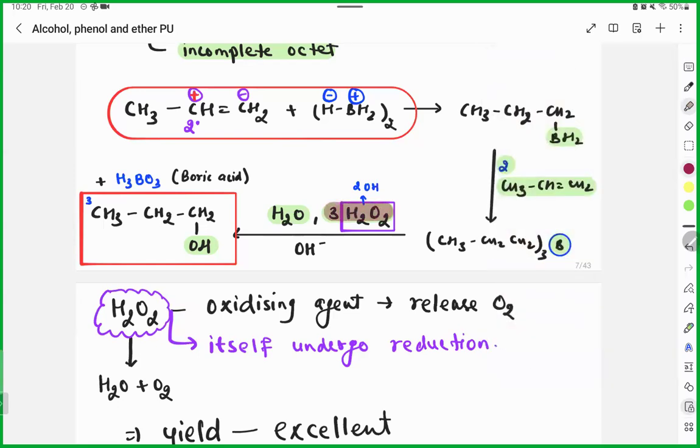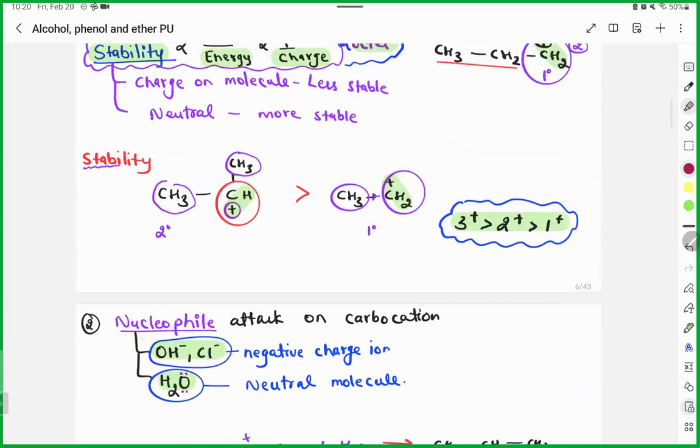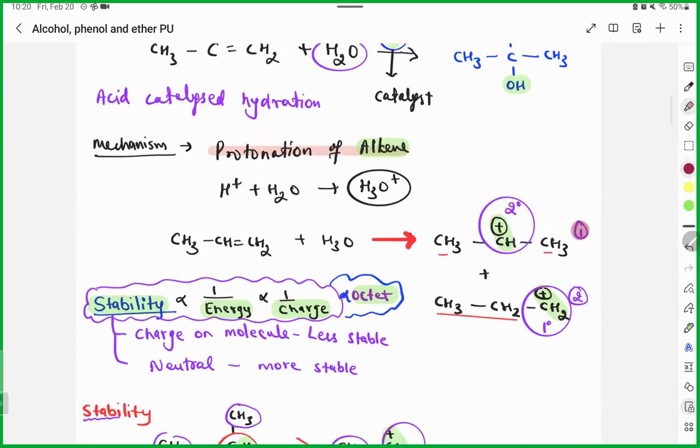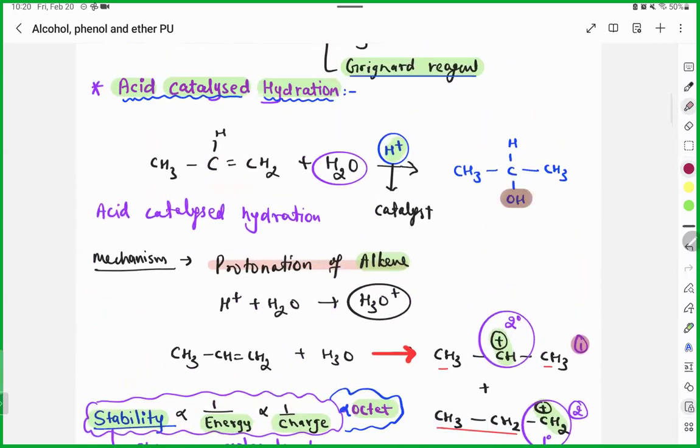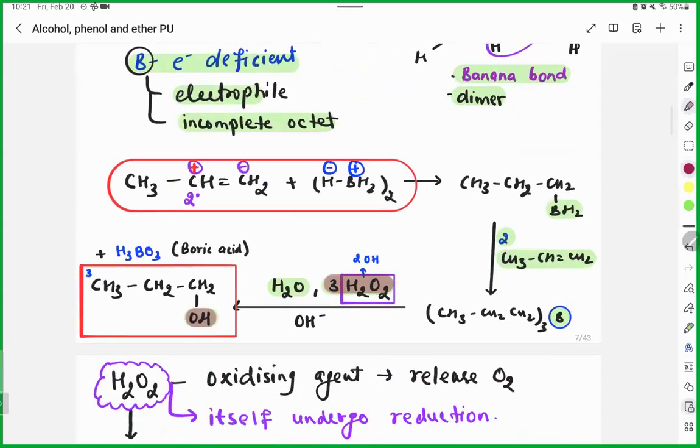All right. So what will happen here? You will attach OH at the first carbon. But if you look at the first situation, OH will be attached on the middle carbon, the second carbon. Reason? In acid catalyzed hydration, you have Markovnikov rule. In hydroboration oxidation, you have anti-Markovnikov. As simple as that. Everything else is the same. Anti-Markovnikov rule happens in the presence of diborane and H2O2. So, hydroboration oxidation.